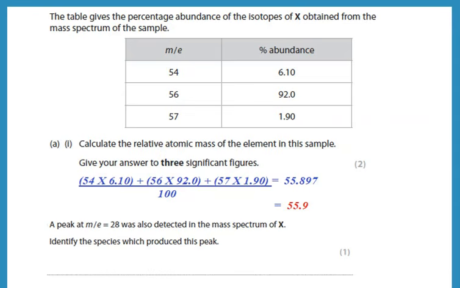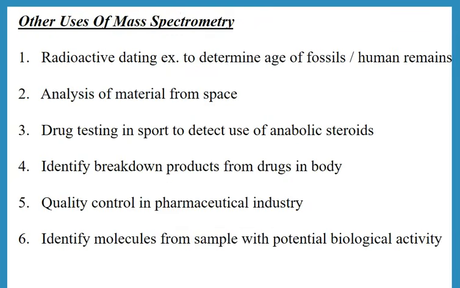Now, we said, how does Fe get a peak at m/e 28? The mass of iron is 56 or 55.9. So how will I get a m over e of 28? That is, if I have an ion that has 2 positive charges. So this is the species that will produce this peak. Are we okay? Okay.